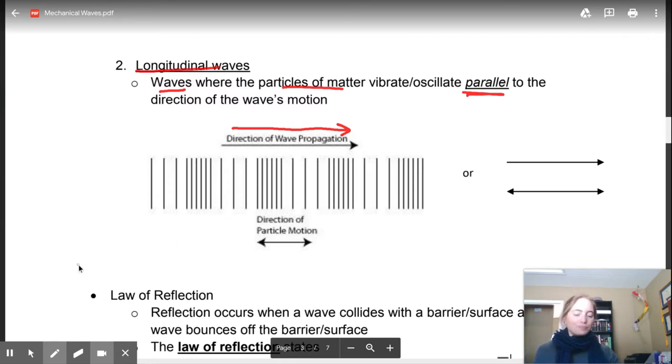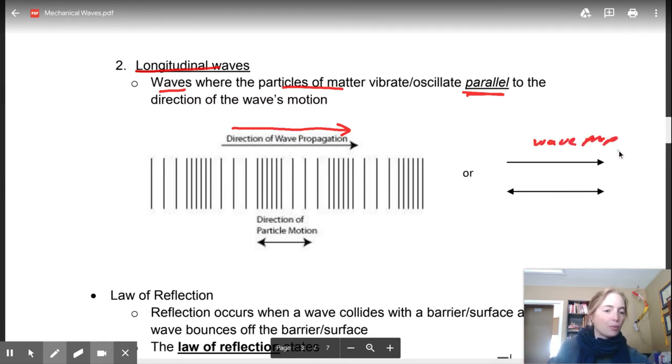Or what could happen is you have energy moving this way and the particles are moving back and forth and back and forth and back and forth like this. So this is your wave propagation, or your wave motion, and this is the vibrations of the particles.